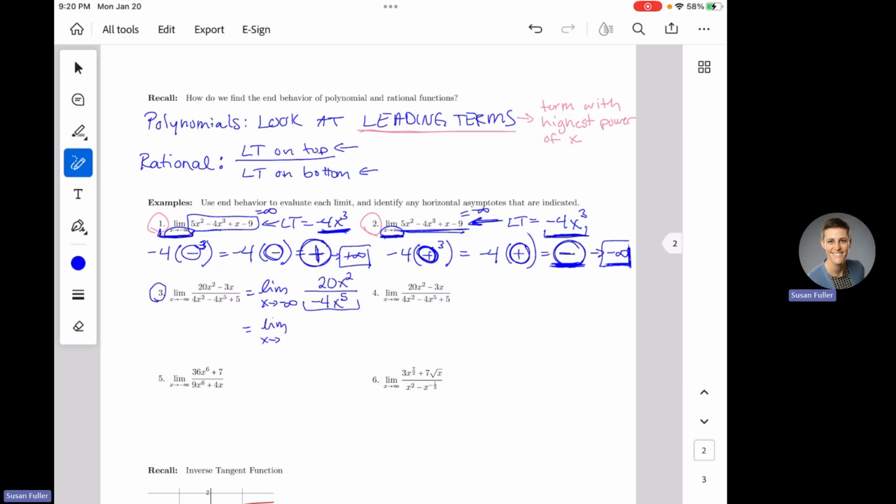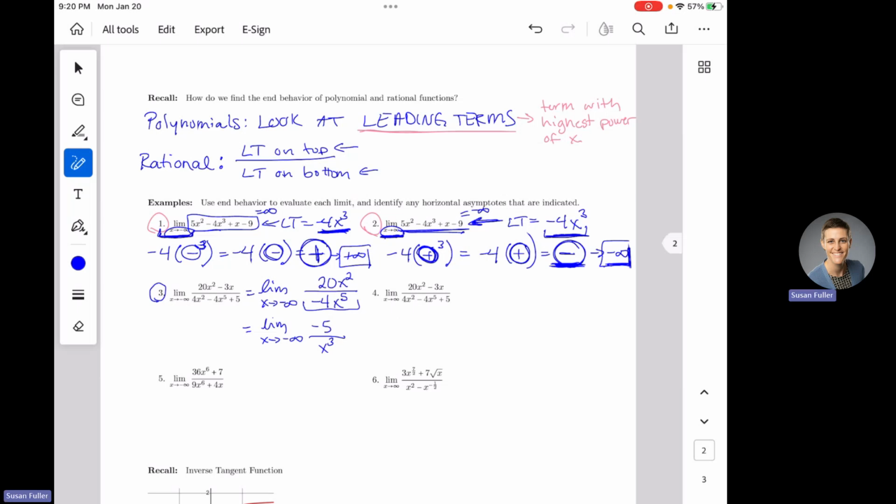So I'm going to have the limit as x approaches negative infinity of 20 over -4, that gives me -5, times x squared over x to the 5th. I've got 2 x's on top and 5 on the bottom. Both of the x's on top will cancel with two x's on the bottom, and I'll still have three x's left on the bottom. So this simplifies to negative 5 over x to the third.